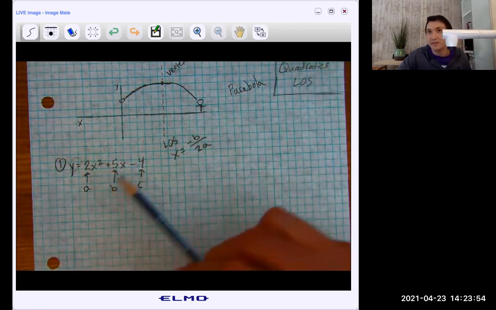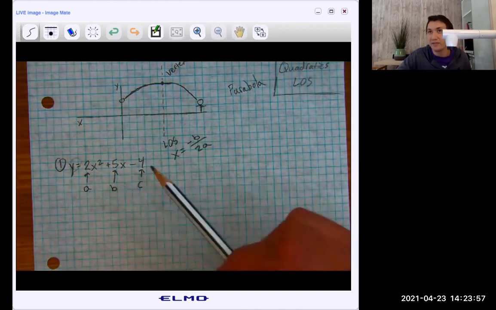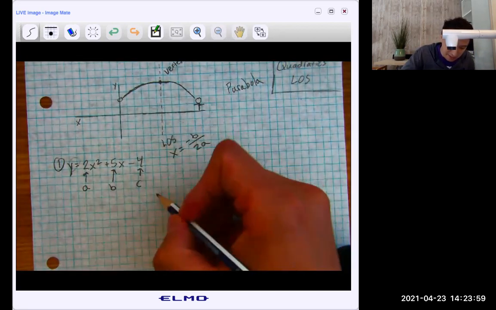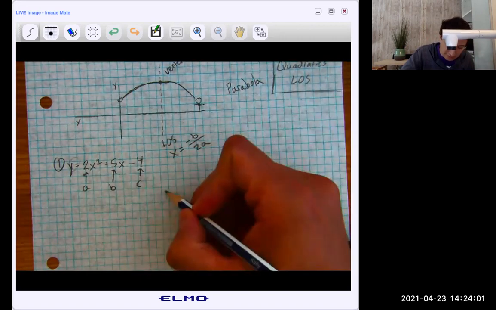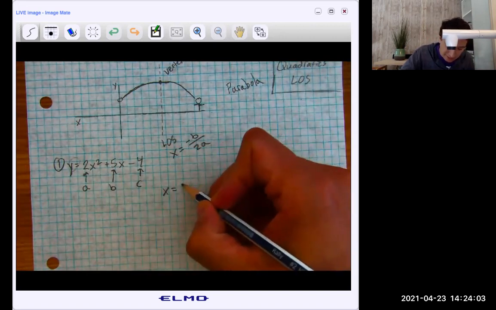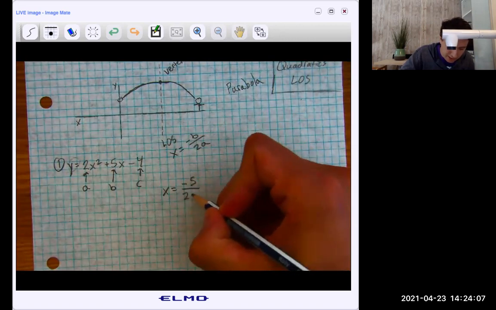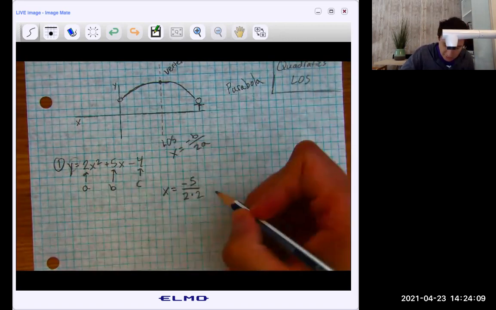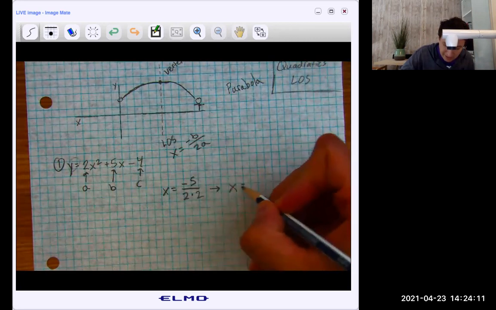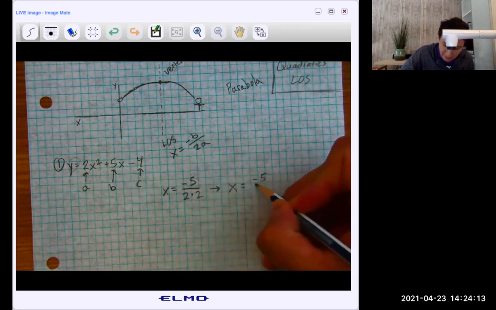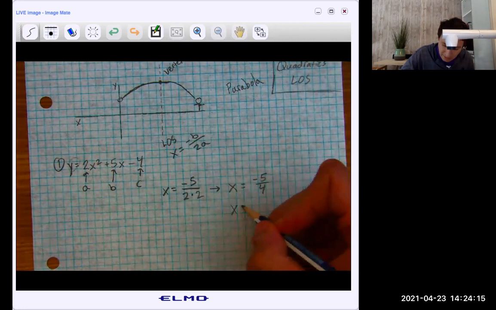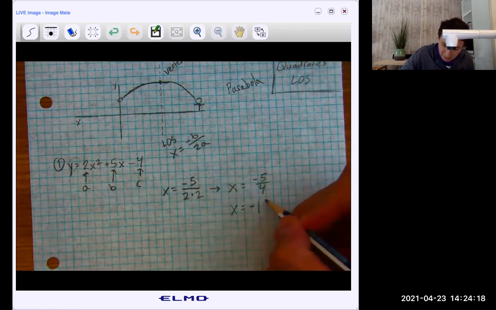So in this quadratic, I can find the line of symmetry by substituting some of those numbers. It's going to be x equals negative b, which is 5, over 2 times a, which is 2. So now I simplify that. I get x is negative 5 over 4, or it might be more useful to write it as negative 1 1/4.